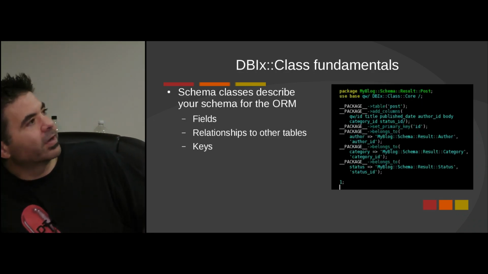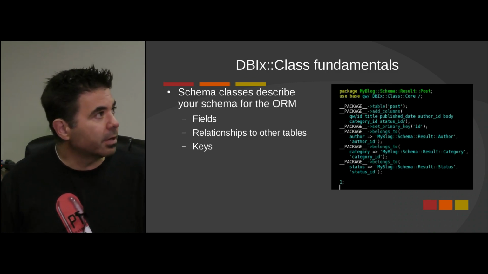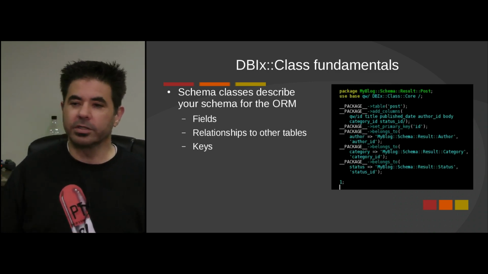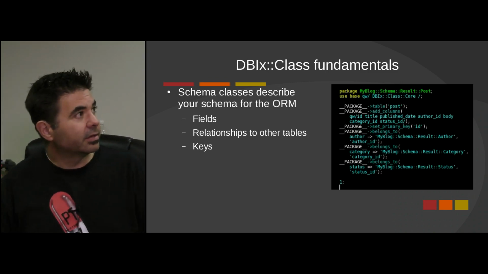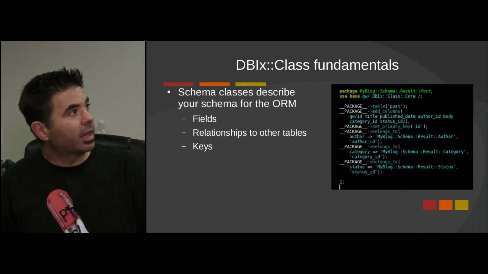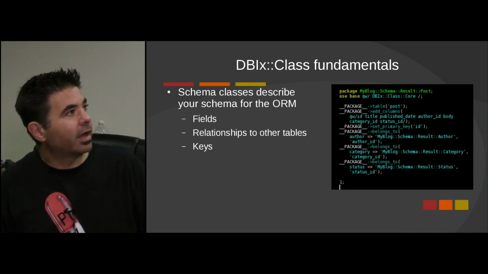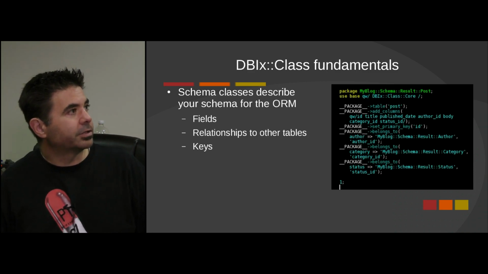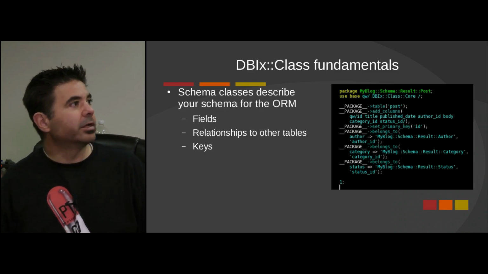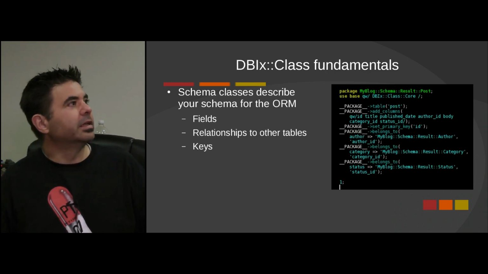So some fundamentals of DBIx::Class is, before you can start using it, you have to have some definition of your schema. Over to the right side here, you can see a schema class that describes our post table. The table is named post. We have some columns: ID, which is defined in the next line down as the primary ID, a title, published date, author ID, body, category ID, and status ID.